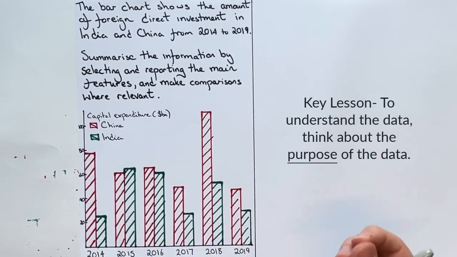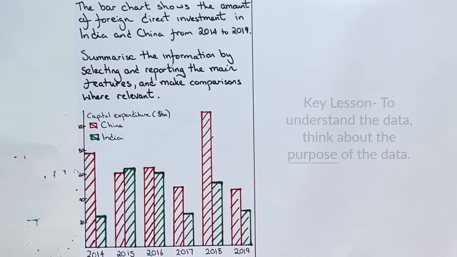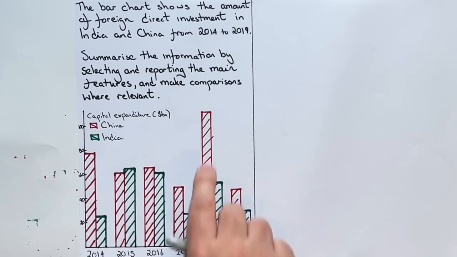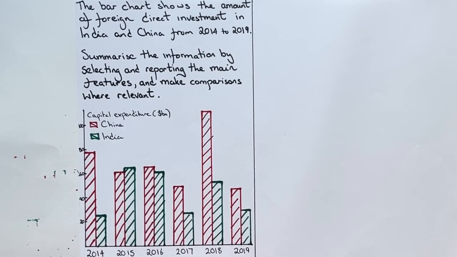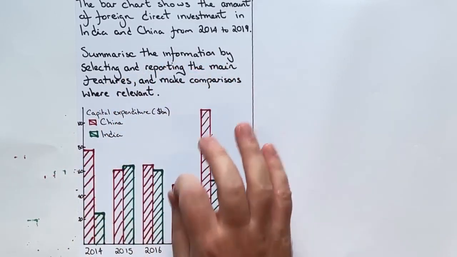The purpose of the data, why they made this chart, is extremely important, and you'll see that when we come on to write the essay. The second thing you've probably noticed is it is showing a trend over time. It is showing what is happening to foreign direct investment over time from 2014 up to 2019. So these are the 2 main things that we are going to report, because these are the main features of the data.